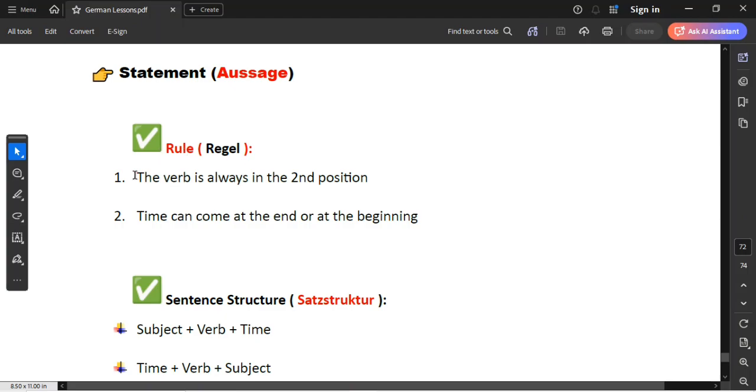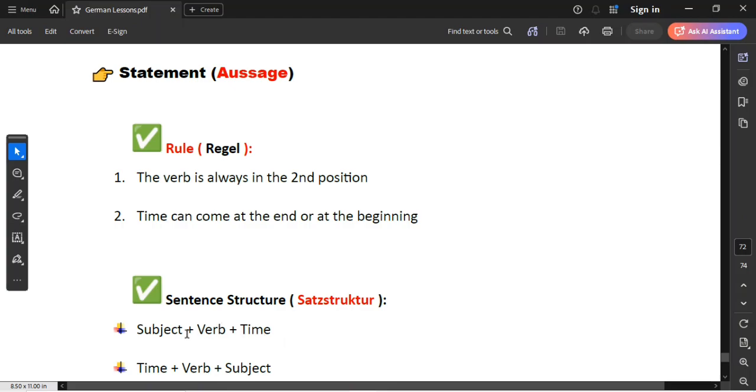Regel Nummer 1, the verb is always in the second position. So this means that the verb will always come in the second position. Regel Nummer 2, time can come at the end or at the beginning. So this means that we can start the statement with time, or else we can end that statement also with time.